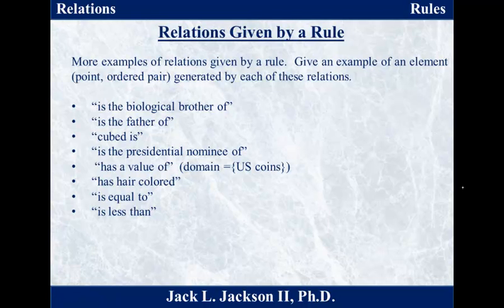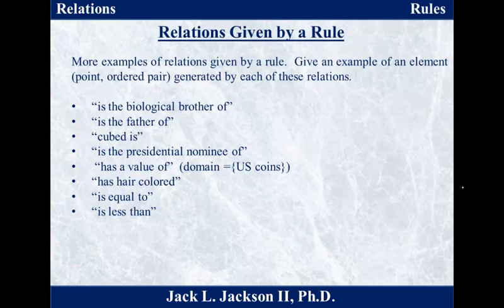Alright, let's look at some more examples of relations given by a rule. So give an example of an element, point or ordered pair, whichever you want to say it, that's generated by each of these relations. Is the biological brother of, is the father of, cubed, is the presidential nominee of, has a value of, and there I'm thinking the domain is the U.S. coins. And of course the range would be those particular values that U.S. coins take on. Has hair colored, whatever, is equal to, is less than. So these are relations we can put between different kinds of objects, different kinds of things. So make up some ordered pairs that would satisfy these.